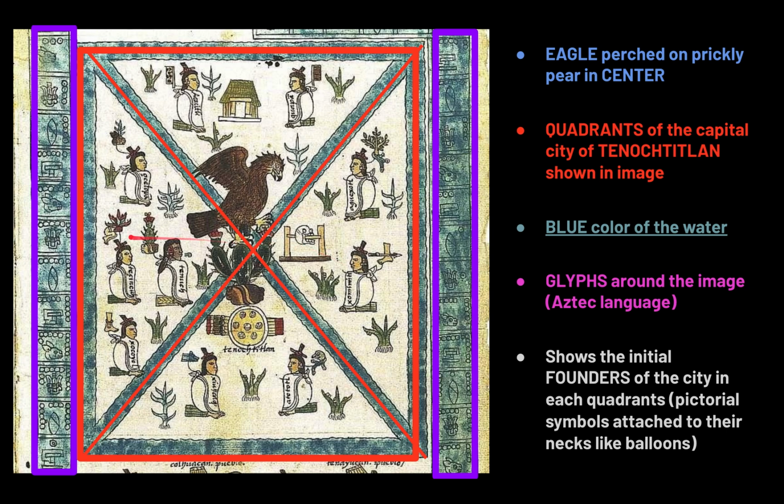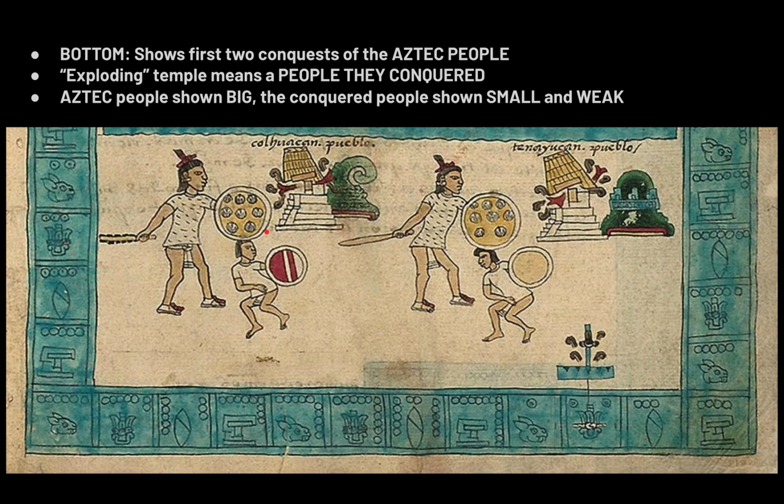And there's little symbols that are attached to their necks. It looks like balloons. Those are symbols that let the artists know who they are. But as you can see on their little bodies, their names are translated. But these are the initial people who were wandering and the leaders of the Aztec people who saw the eagle perched on top of a prickly pear and built the city where it was located. So this showcases their city, the city's foundation, and the beginning of their history.